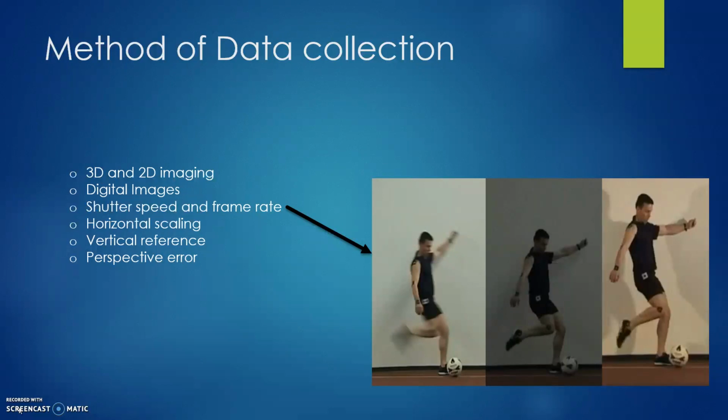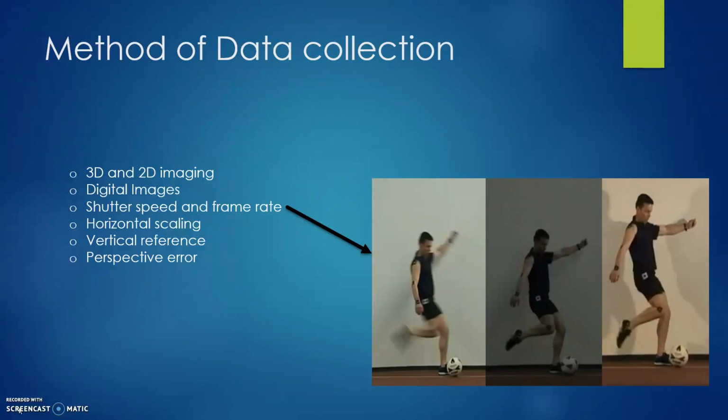Digital images are how the images are shown in a computer, and with 3D imaging and the spots, the performer is shown on the screen with all the dots. There is also shutter speed and frame rate, which can affect the quality of the image.